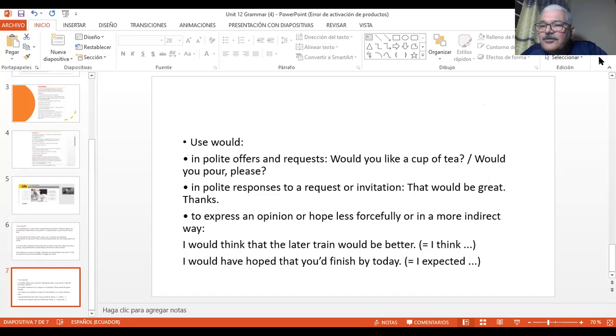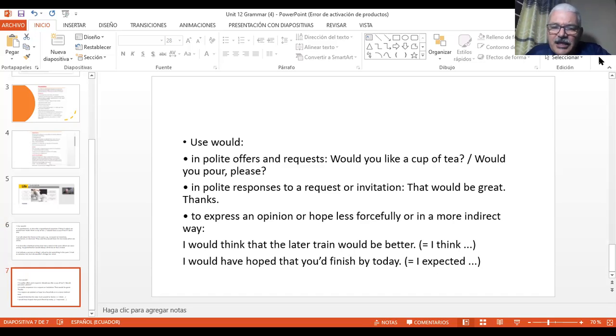But we also use would in polite offers and requests. Would you like a cup of coffee? That's a polite offer. Would you pour, please? Would you give me some? In polite responses to a request or invitation, that would be great, thanks. Or to express an opinion or hope less forcefully or in a more indirect way.